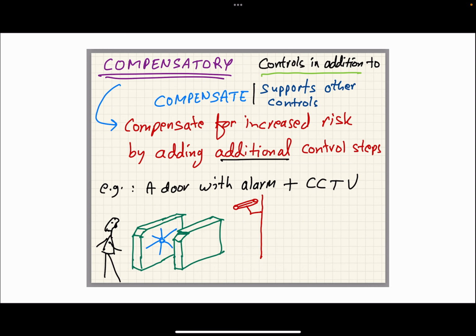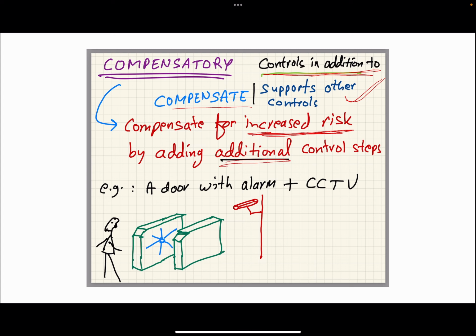Finally, compensatory controls. So what are compensatory controls? Controls in addition to some other controls are considered compensatory controls, which compensate for something or which support another control. Generally, compensatory controls are implemented whenever there is an increased risk, by adding some additional control steps. Or if there is a control which is not sufficient, or the control itself is weak, and you think that this particular control can be compromised, you implement some other additional controls, which are called compensatory controls.